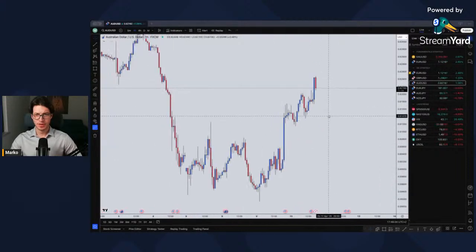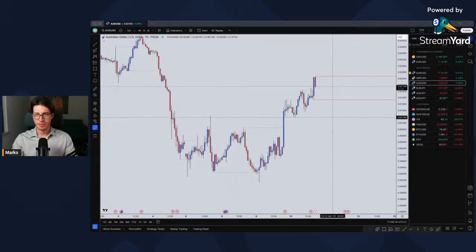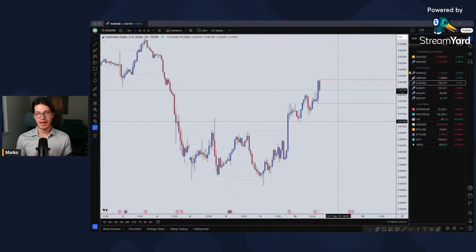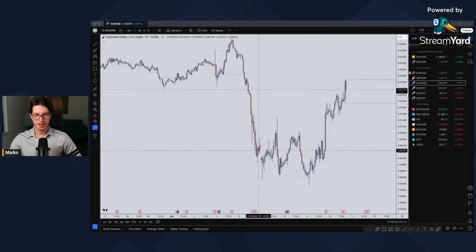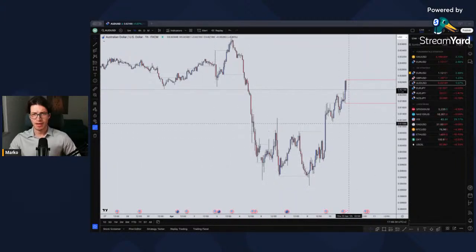Aussie dollar, very much ascending. Let me check the edge finder. What's the edge finder saying for the Aussie dollar? AUD USD. It's neutral. Okay, so makes sense. I think both the Aussie and the dollar are kind of weak currencies in this market. Aussie being weaker than the dollar, as you can see here, massive sell-off when we had the tariff announcement.